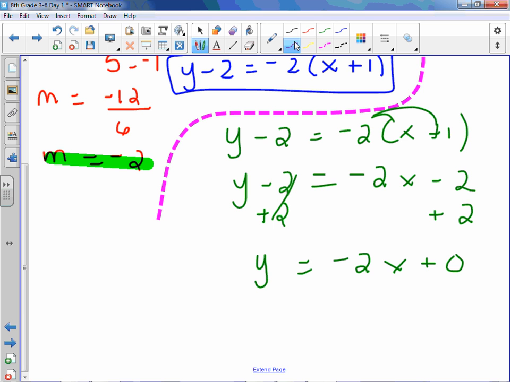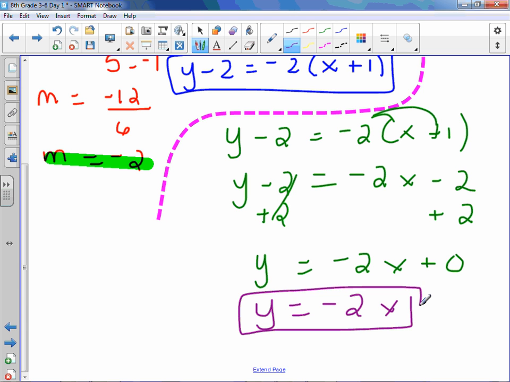Now, we don't always write plus 0. It's not incorrect, but to make it pretty, we're just going to eliminate that 0 and write y equals negative 2x. So again, to make it pretty, we get rid of the plus 0 to make it nice and neat.